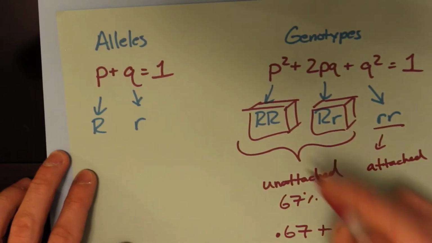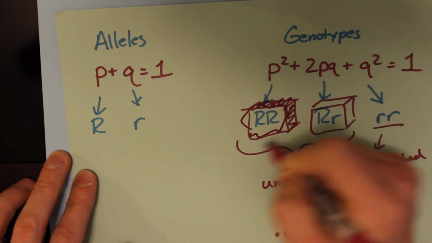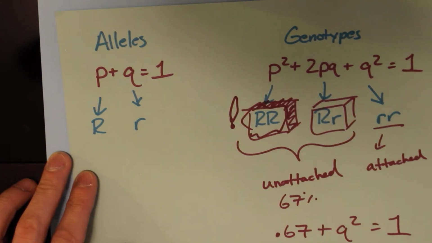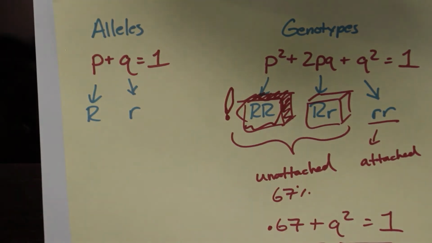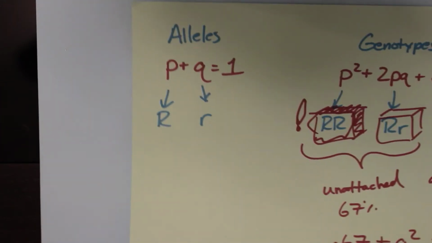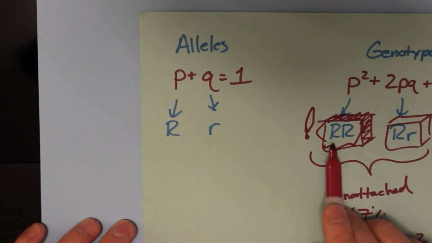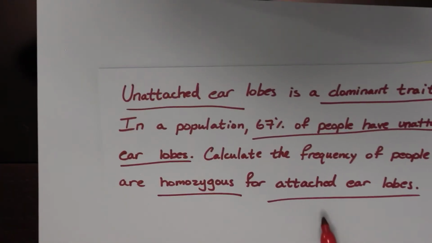All we got to do now is we know that this one right here, that's what we're trying to find. That's our end goal. All right, that was my failed attempt at an exclamation mark, but there you go. Do the best I can. What do you want from me, right? But we know that our big R, that's our p squared. That is our overall homozygous for attached earlobes.